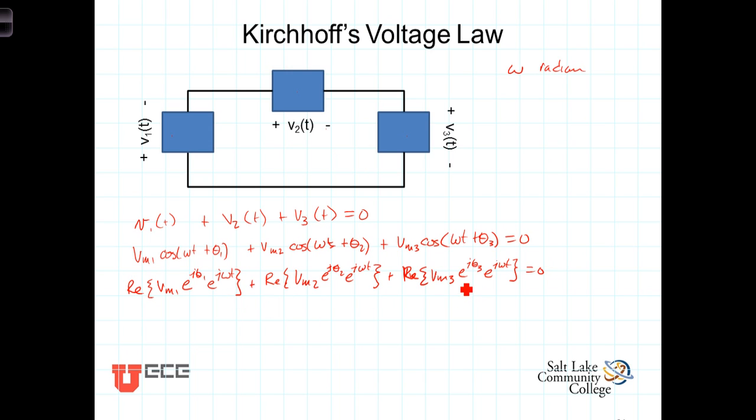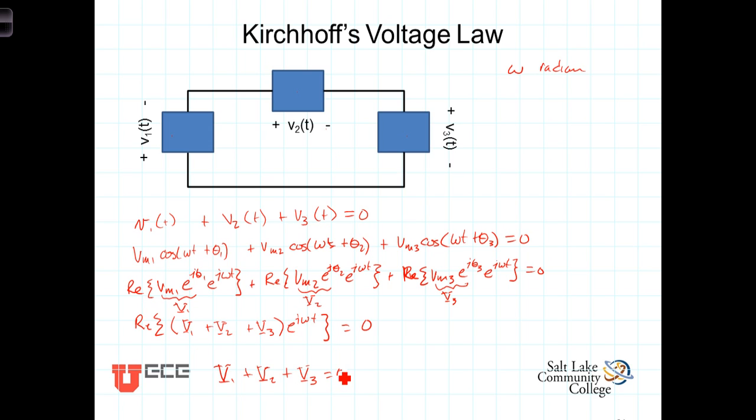Now, realizing that we're talking about the real part of all of these and that this e to the j omega t is common to all of them, we can rewrite this as the real part of, and also pointing out that that term right there is just phasor V1, and this right here is phasor V2, and right there is phasor V3. We can now rewrite this as the real part of phasor V1 plus phasor V2 plus phasor V3 times e to the j omega t, and that must equal 0. Well, we know that e to the j omega t doesn't equal 0, therefore the sum of phasors V1, V2, and V3 must equal 0, or specifically phasor V1 plus phasor V2 plus phasor V3 must equal 0.